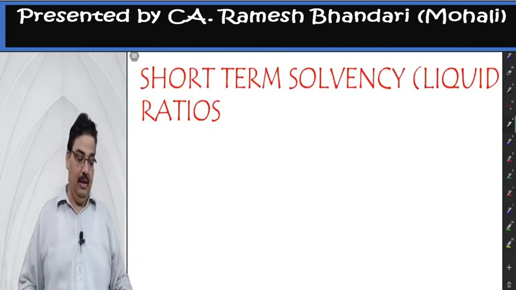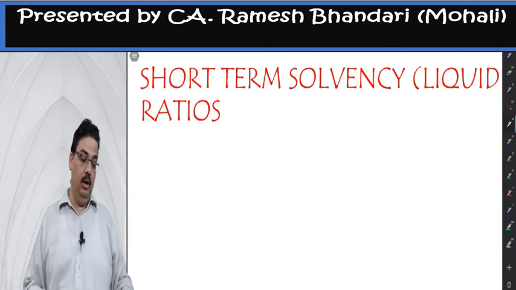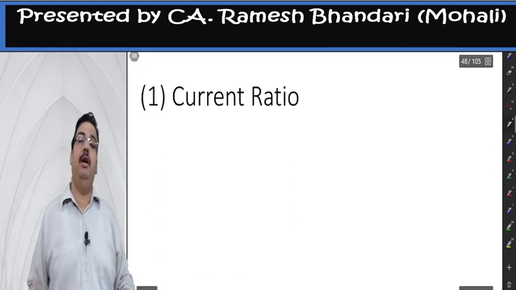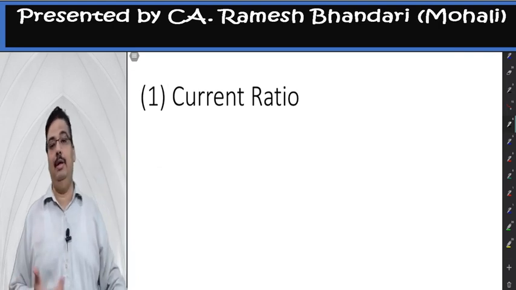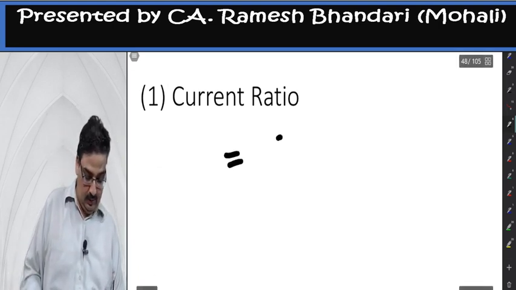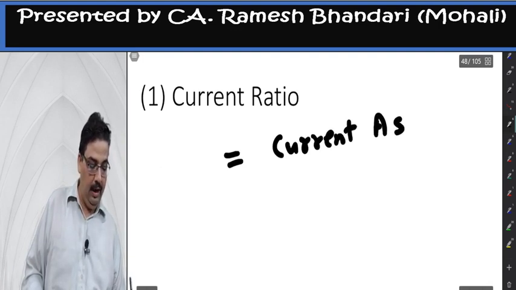So the next category is short-term solvency ratios, also called liquidity ratios. These ratios are very common. We use it day in and day out. Current ratio is what? It is current assets divided by current liabilities.